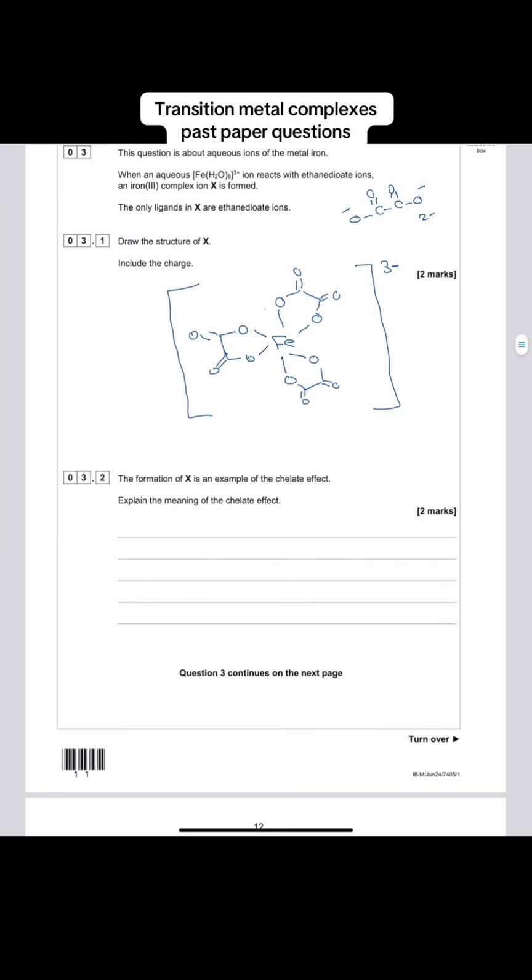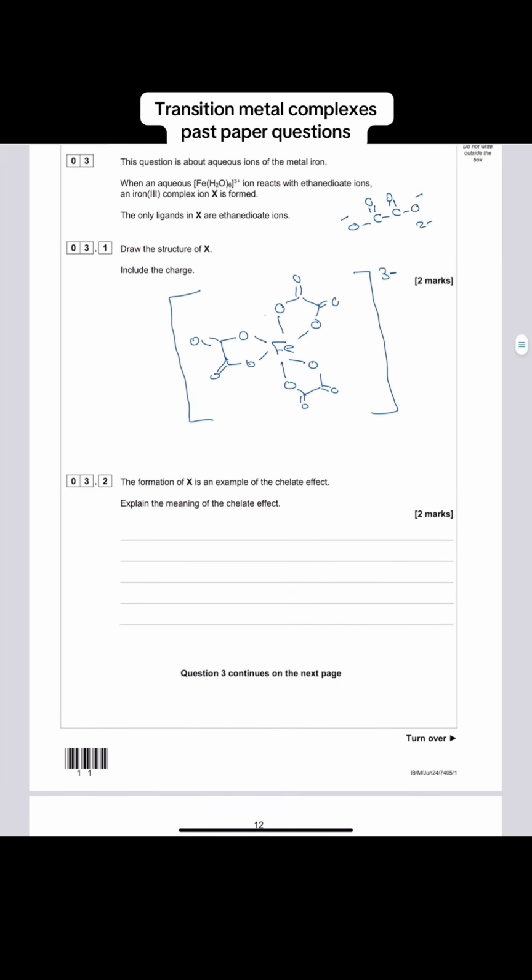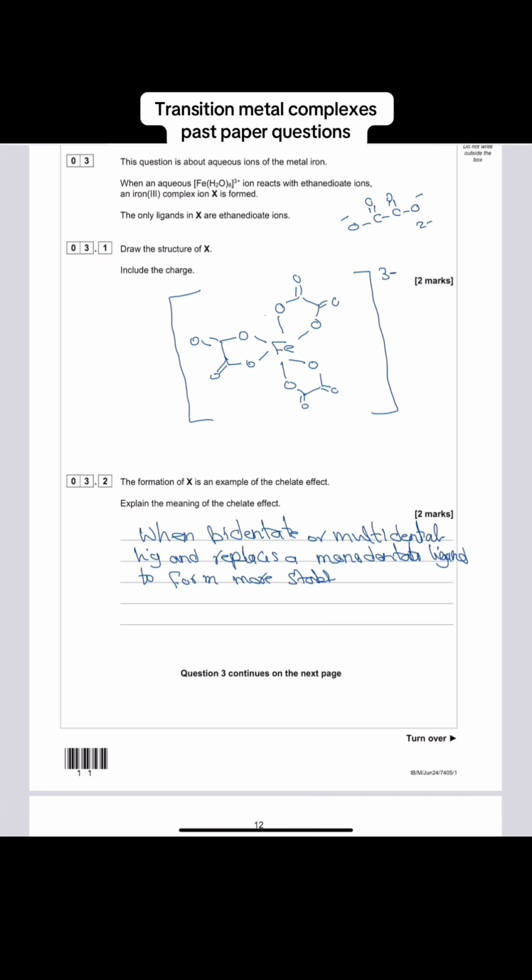So the answer for here: chelate is when a bidentate or multidentate ligand replaces a monodentate ligand to form a more stable complex. And then don't forget to say because there is an increase in the entropy.